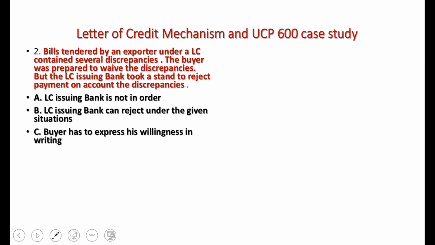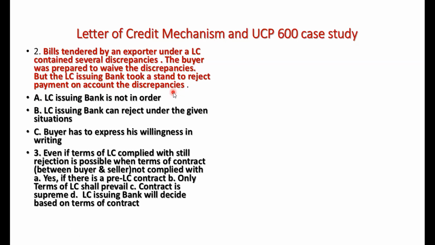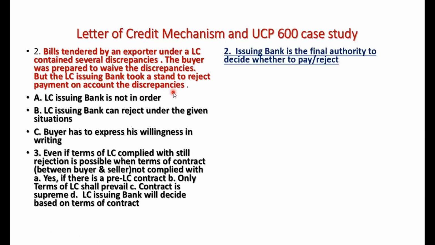They are accepting. But the issuing bank is adamant. You see the question. But the LC issuing bank took a stand to reject the payment on account of discrepancy. So the correct answer is that the issuing bank is the absolute authority. The issuing bank is the final authority to decide whether to pay or reject. So the buyer cannot decide, the applicant cannot decide. The issuing bank, for any reason, maybe the party is about to become NPA, may reject even if the applicant, importer agrees to waive the discrepancy.